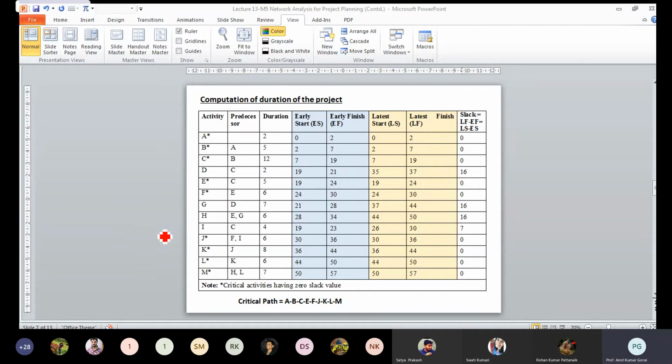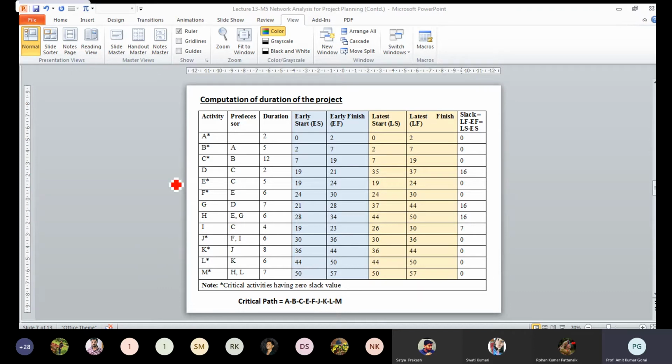Now come to I, which is preceded by C. The completion time of C is 19, so it can also start after 19, and the finishing time is 23, as it is taking 4 weeks of time. Similarly, for J there are two predecessors, F and I. So you have to check again which one is the maximum. For F it is 30 and for I it is 23. So you take the earliest start as 30, and it is taking 6 weeks of time, so it is 36.